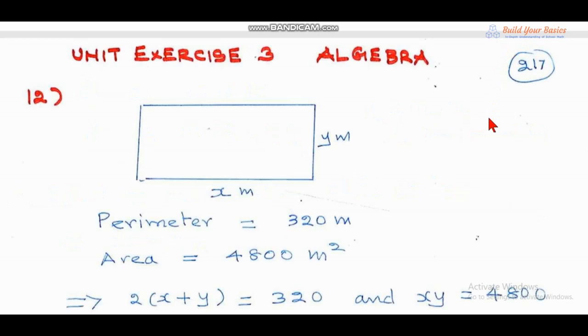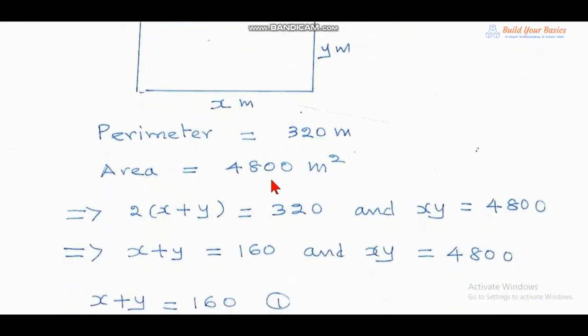Unit exercise 3, sum number 12. Is it possible to design a rectangular park of perimeter 320 meter and area 4800 square meter? If so, find its length and breadth. Length x meter, breadth y meter, perimeter 320 meter, area 4800 square meter. Perimeter is 2x plus 2y, that's equal to 320, and area, length into breadth, xy equal to 4800.